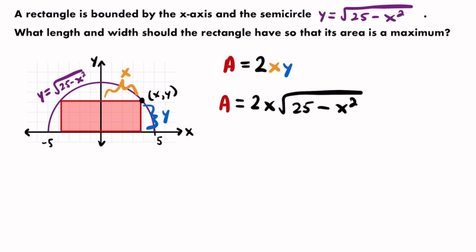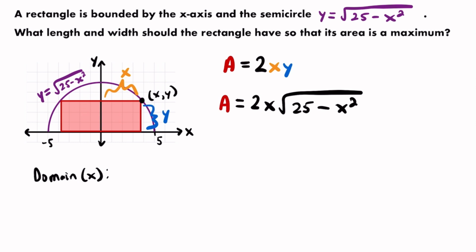Now, before we do that though, something that we should think about, or something that we should write down, is the domain. Or in other words, what values of x would make sense in this problem, right? What is going to be the domain of x? Well, let's start by thinking about the smallest value that x could be. And so in order to determine that, we need to remember what x represents. x represents half of the length of the rectangle.